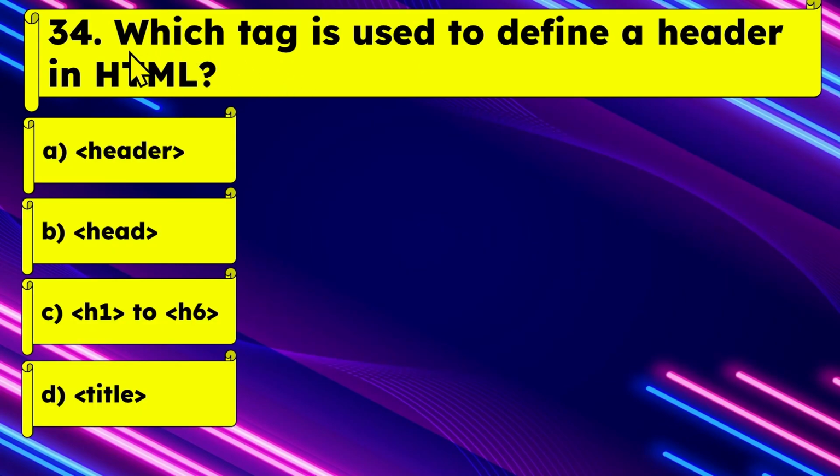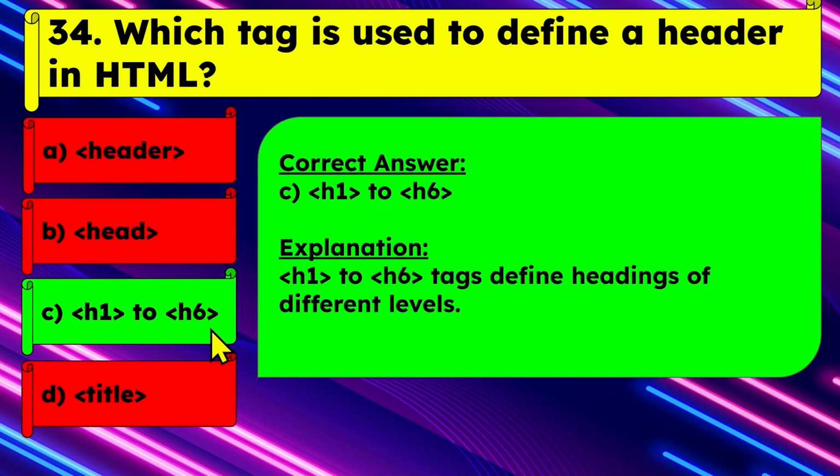Our next question is, which tag is used to define a header in HTML? Option A header tag, option B head tag, option C h1 to h6, or option D title. So here the correct answer will be h1 to h6. As you can see, h1 to h6 tag defines headings of different levels. So here the h1 is the large one and h6 is the smallest one.